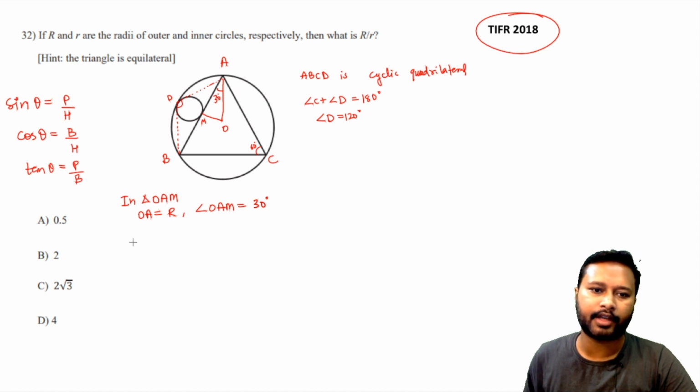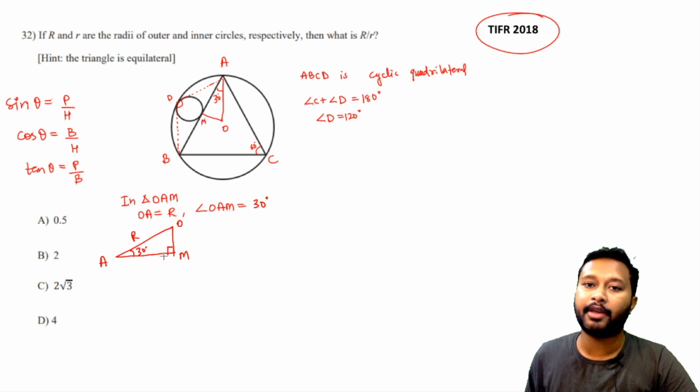I'm just going to draw this triangle separately so that you can understand. The triangle is something like this. I have point A, point O, and point M where I have 90 degrees, and this is 30 degrees. Now OA is equal to R, that is going to be the hypotenuse here, and I need to find out AM. AM is the base, because the base is the side on which the angle lies. The side in front of this angle is called the perpendicular. So I need to find some relationship between base and hypotenuse. For that I will use cos theta.